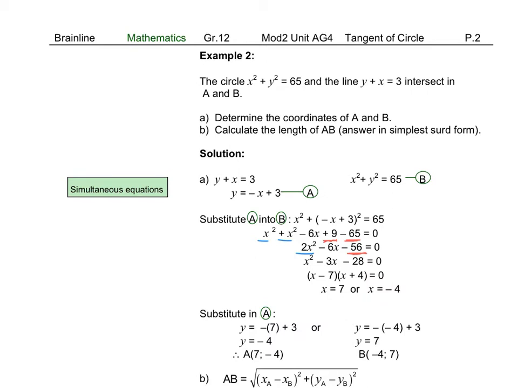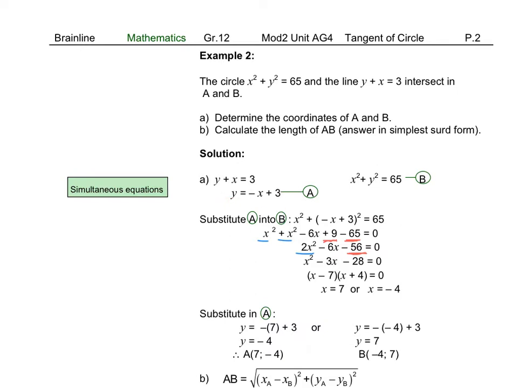But now I must still find the corresponding y values for each x value. Therefore, I will take my straight line equation, y equal to minus x plus 3, and substitute the x first with 7, and then I will substitute my x with minus 4. So here I have my straight line equation, y equal to minus x plus 3. If I make x equal to 7, minus 7 plus 3 gives me the corresponding y value of minus 4.